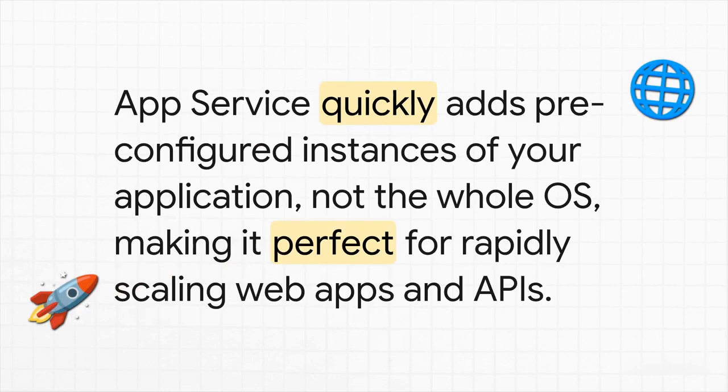Now, App Service works a little differently. See, it's a platform service, which means Azure is handling the OS part for you. So when it needs to scale, it's not copying the whole server. It's just adding a pre-warmed, ready-to-go copy of your application. It's way, way faster. And that's exactly why it's the go-to choice for web apps that need to be super responsive.